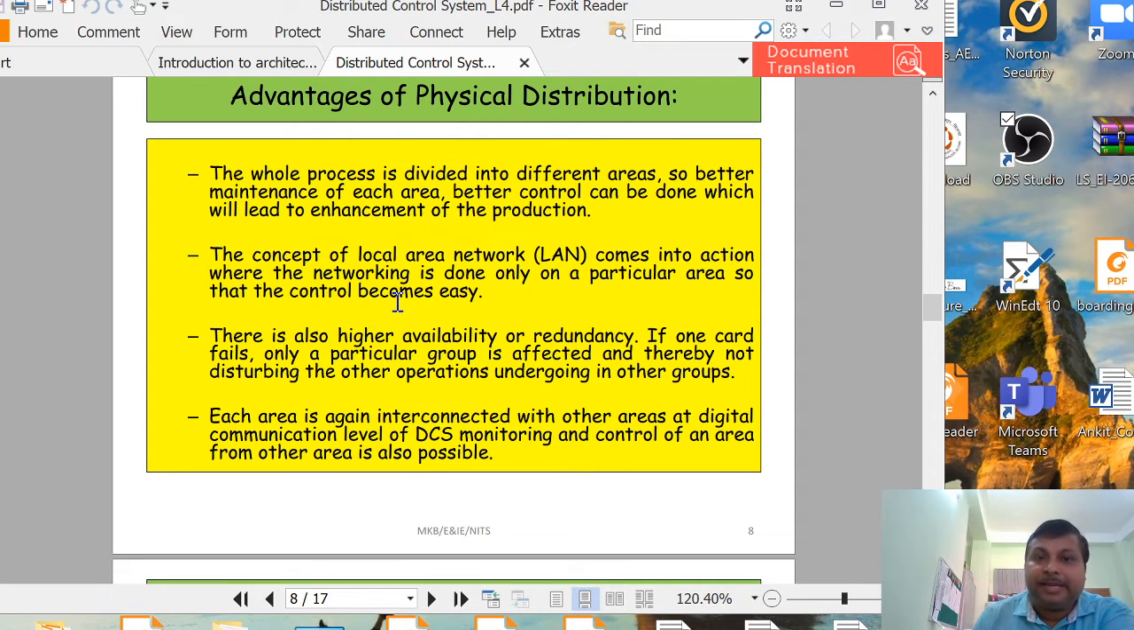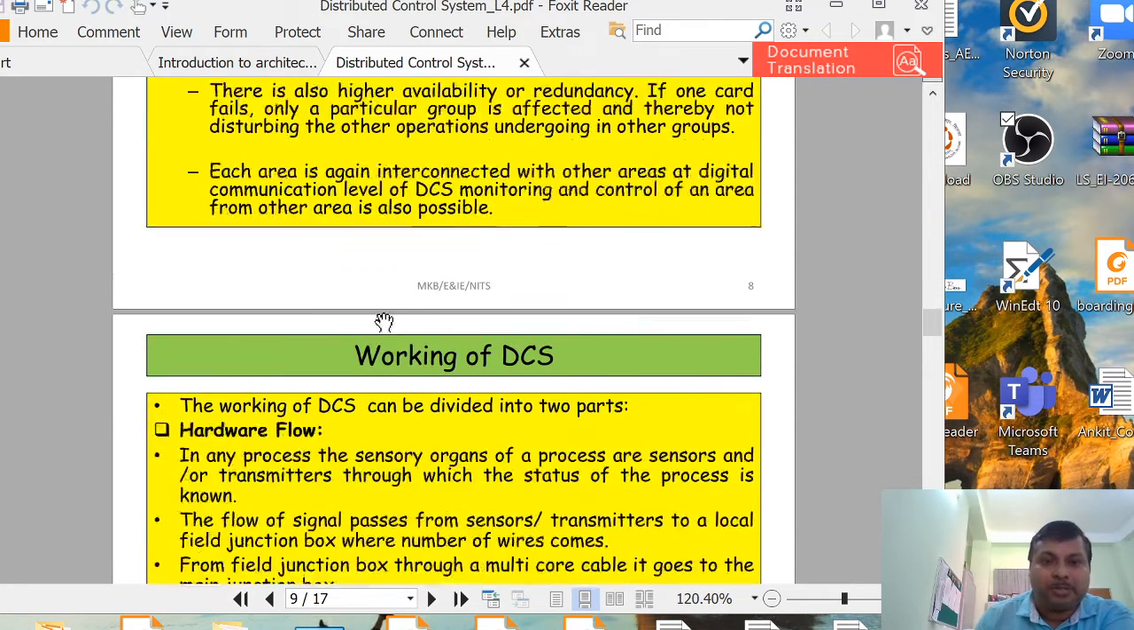There is also higher availability of redundancy. If one card fails, only a particular group is affected and thereby not disturbing the other operations undergoing in other groups. Each area is again interconnected with other areas at digital communication level of DCS. Monitoring and control of an area from other area is also possible.